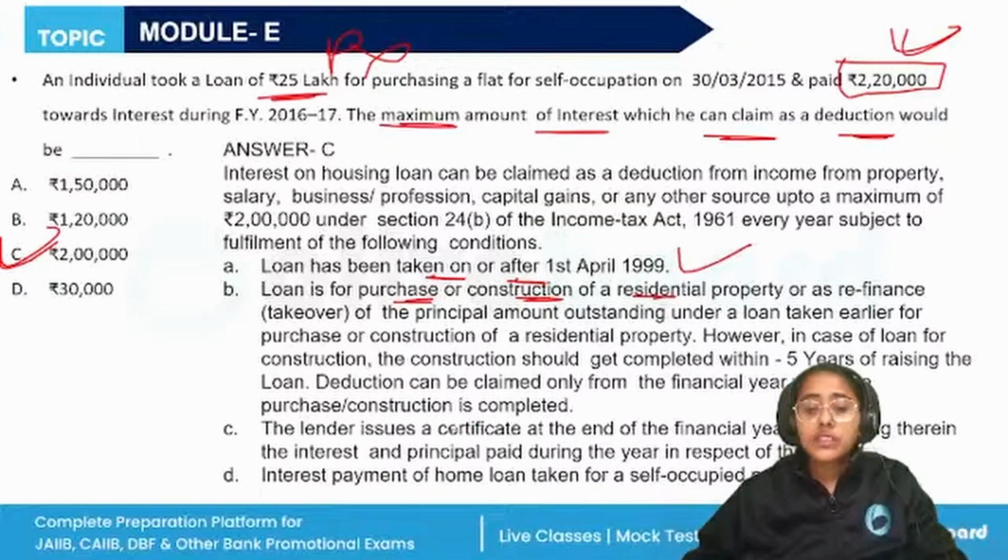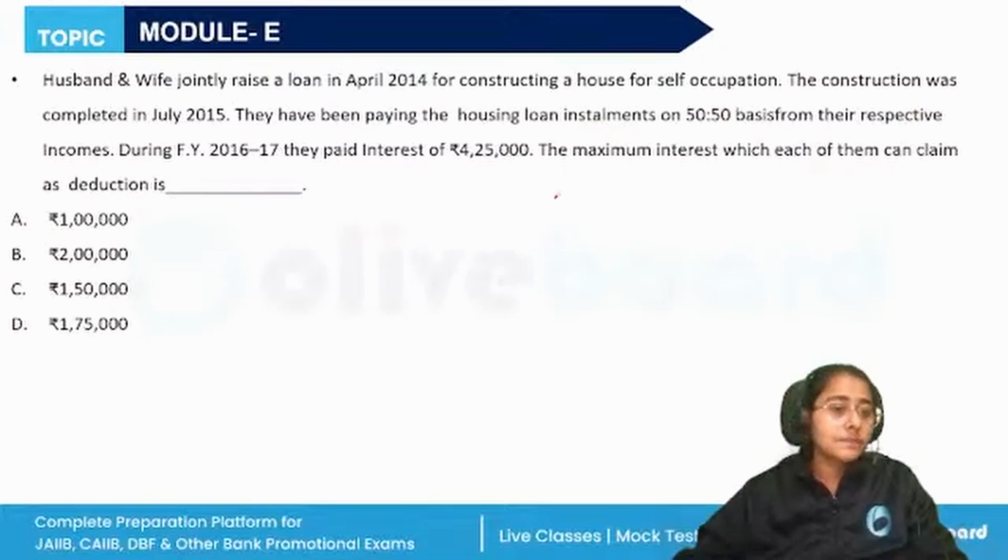The lender issues a certificate at the end of the financial year, and the interest payment of the home loan is taken for a self-occupied property. All right, so this is given in Section 24B of the Income Tax Act. It talks about the deduction on interest payment on home loans.